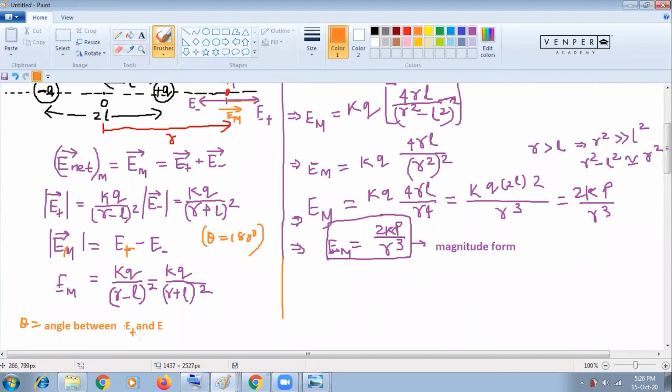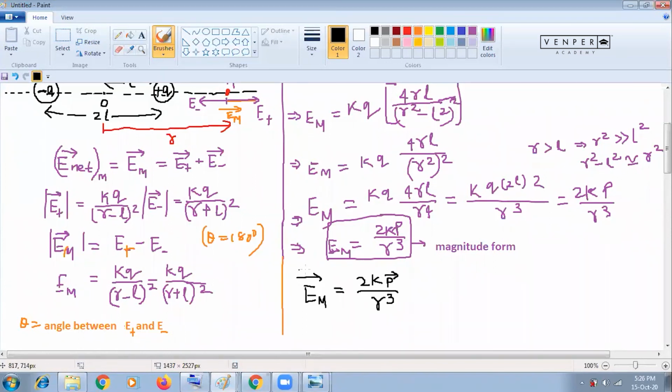Angle between E plus and E minus. Now if you want to write it in vector format, how to write? Here you have to use this formula. Same thing, but here you write like this: E vector at M is nothing but 2k P vector by R cube.